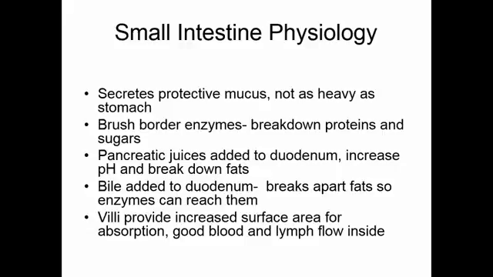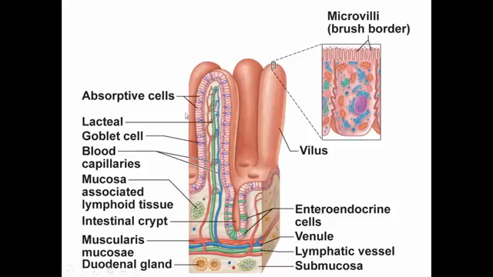There is an excellent blood and lymphatic flow inside each of the villi. Here you see the lining of the small intestine, and these projections are the villi. You can see how there would be a lot more absorptive area here. Notice that each villus has its own blood supply and its own lymphatic supply.